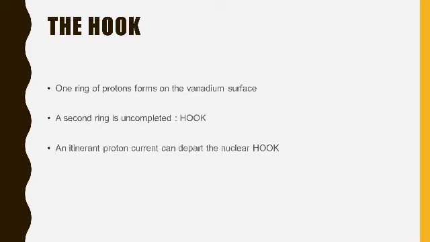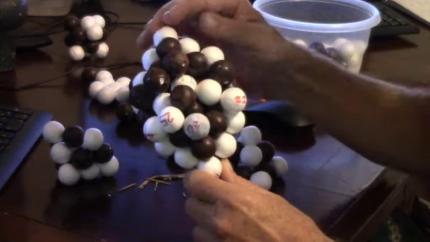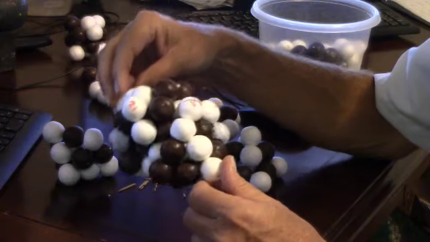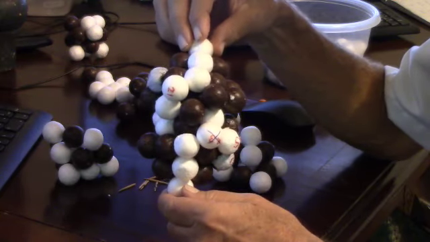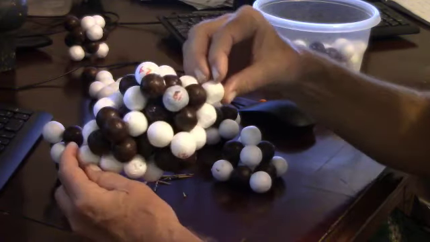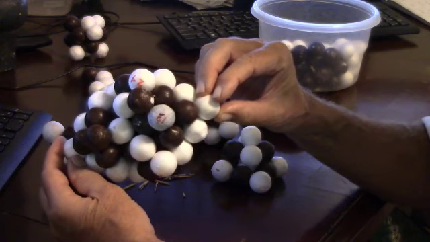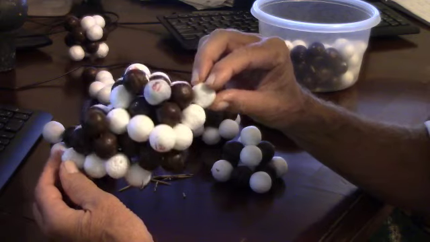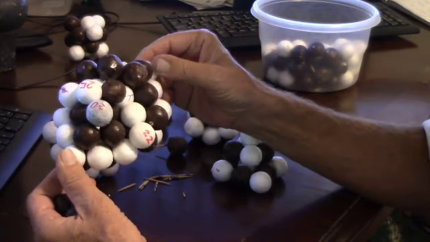And then when we get to vanadium, you'll see that one ring is not complete and it's a hook. So now I have to point the camera at the thing I'm talking about. And here's the manganese 55 that I was just discussing for you. And there's a ring there of 10 protons in white, and the brown neutrons.